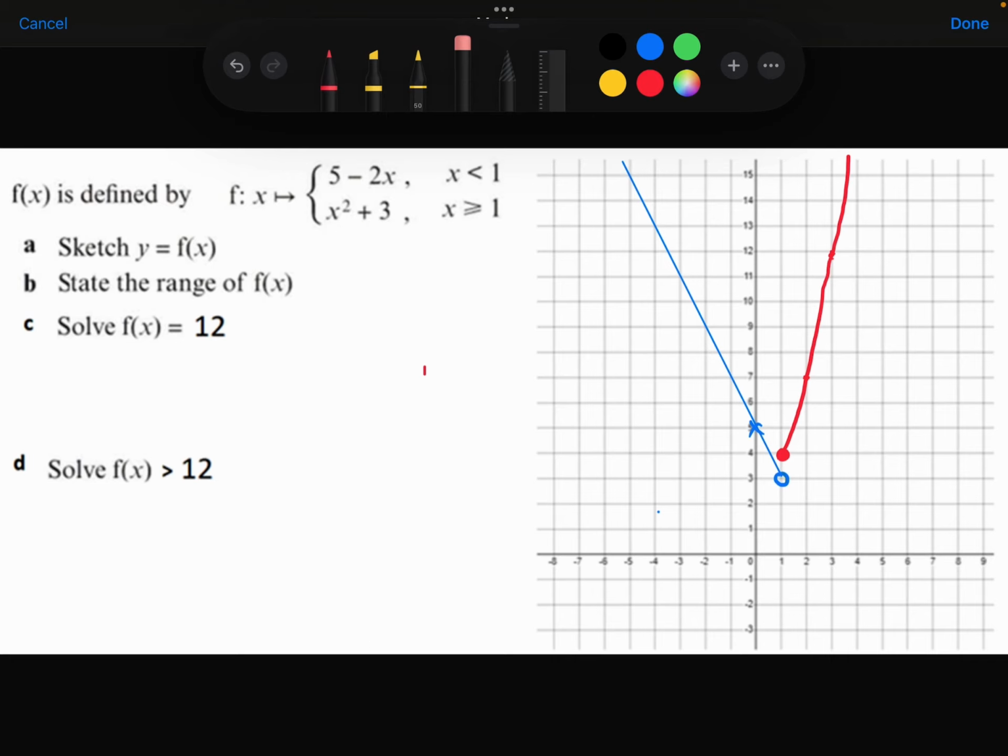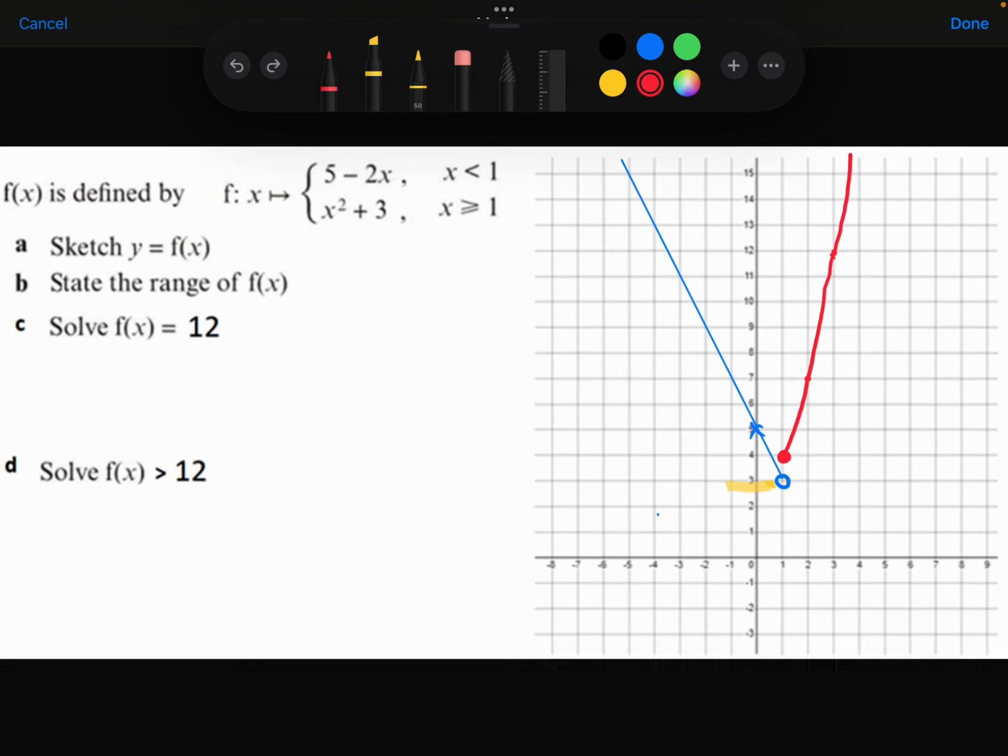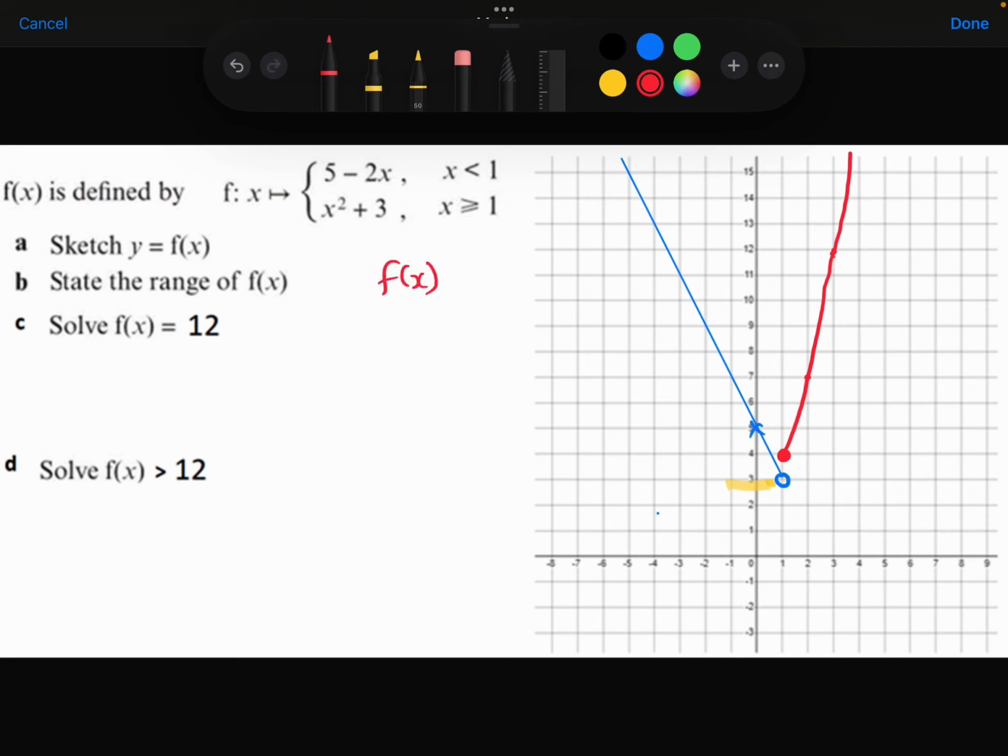Part B says to state the range of f of x. Remember, range is the y values. So I'm looking at the smallest y value here, and I can see it's 3. It can't equal 3 because that was the hollow circle there. But it could be anything as low as 3. So f of x has to be greater than 3, can't equal it. In terms of upper limit, I can see y is going to get bigger and bigger and bigger over here. It's going to get bigger and bigger and bigger over here. There's no upper limit to what y can be. So I'm just going to say that f of x is greater than 3.